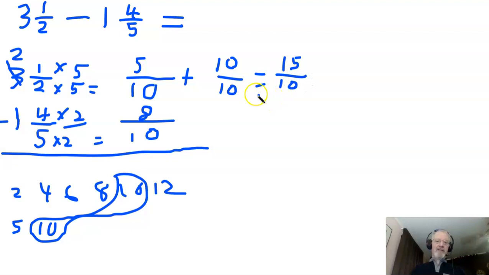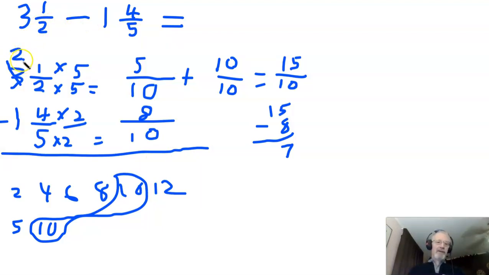Now I can subtract. See, I couldn't subtract 8 from 5, but I can subtract 8 from 15. So now I can go 15 minus 8. 15 minus 8, I believe, is 5 minus 8. No, we can't. We just got to go 8 to 15, and that's 7. So my answer is 7 tenths for this part, but I can't forget about these whole numbers over here.